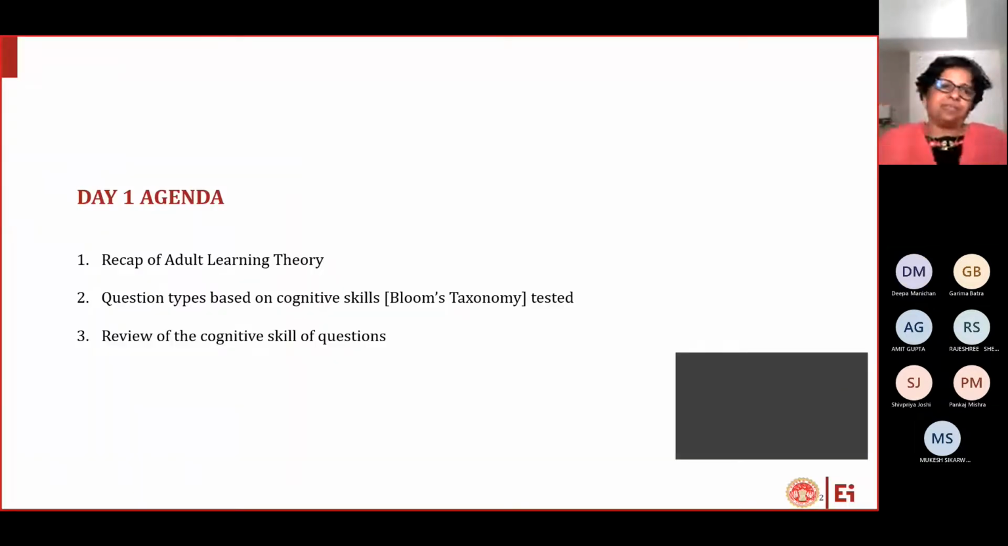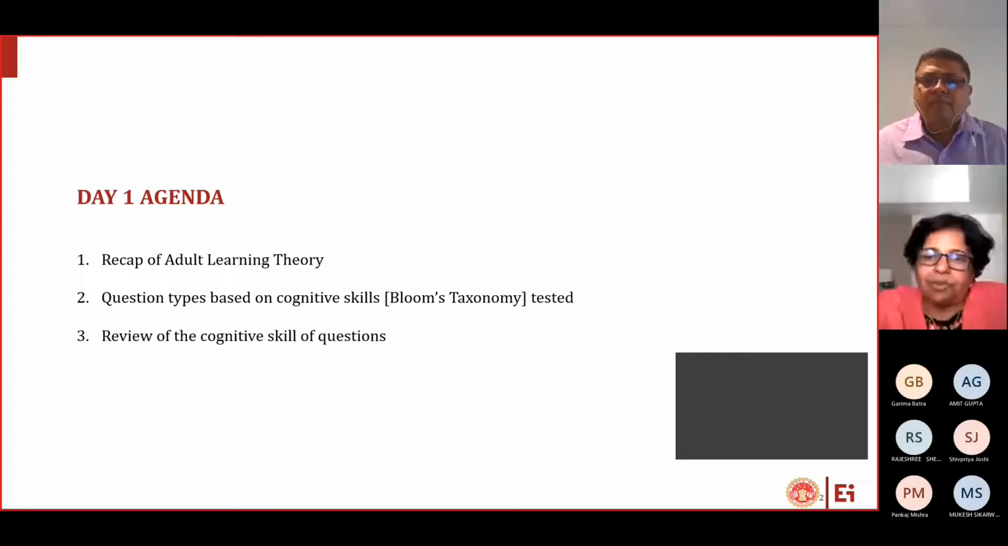The agenda for today will be a short recap of the concepts we learned in the last workshop, because the last workshop made a shift from you being a participant to you being a facilitator. So just to reiterate that shift, we will do a short recap on adult learning theory and some of the stuff we did in the last workshop. And the main concept we will be dealing with today is Bloom's taxonomy.